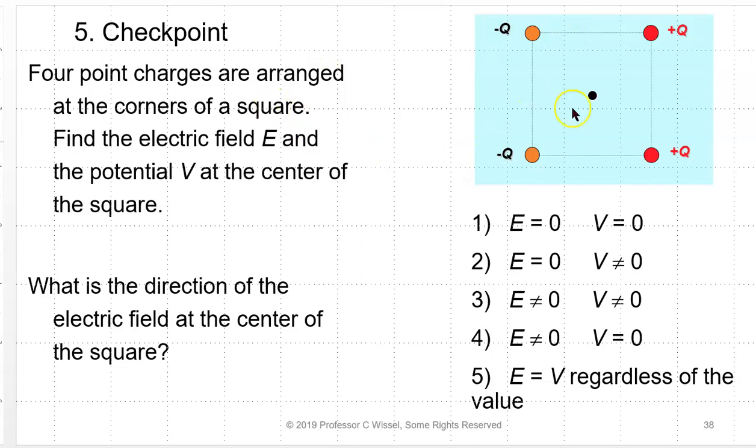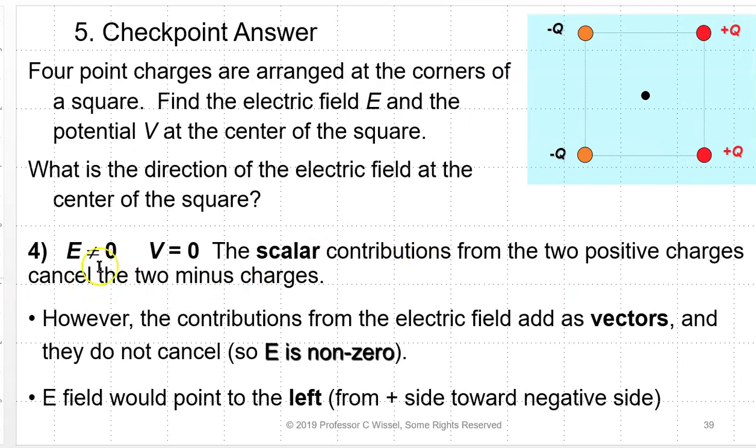Now, if you look at the potential, you can kind of see that these are all equidistant from each other, and there are 2 negative charges and 2 positive charges, so V equals 0. Now, you can have a potential being equal to 0 and the electric field not be equal to 0. So in this case, the correct answer is E is not equal to 0 and V equals 0. The scalar contributions from the 2 positive charges cancel the 2 minus charges. However, the contributions from the electric field add as vectors, and they do not cancel. So E is non-zero. The E field would point to the left.